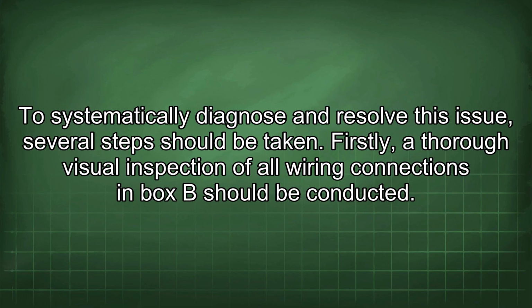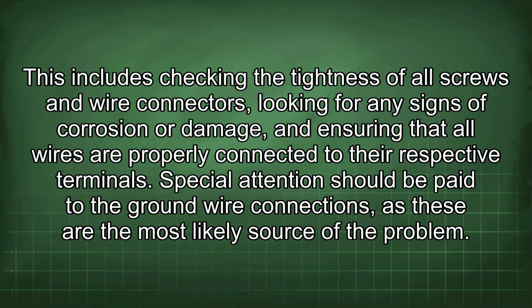To systematically diagnose and resolve this issue, several steps should be taken. Firstly, a thorough visual inspection of all wiring connections in Box B should be conducted. This includes checking the tightness of all screws and wire connectors, looking for any signs of corrosion or damage, and ensuring that all wires are properly connected to their respective terminals. Special attention should be paid to the ground wire connections, as these are the most likely source of the problem.